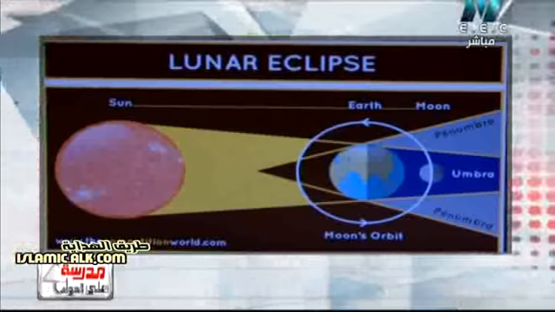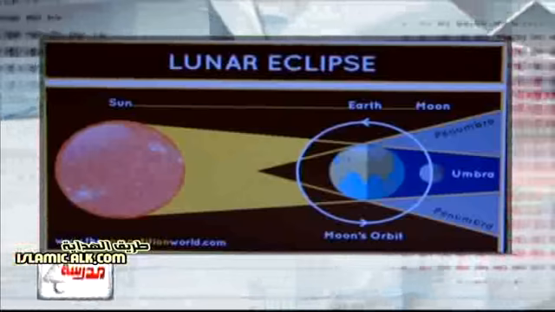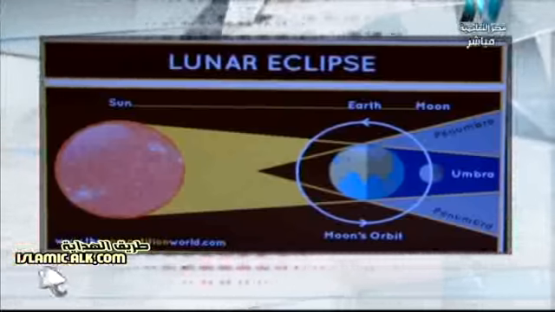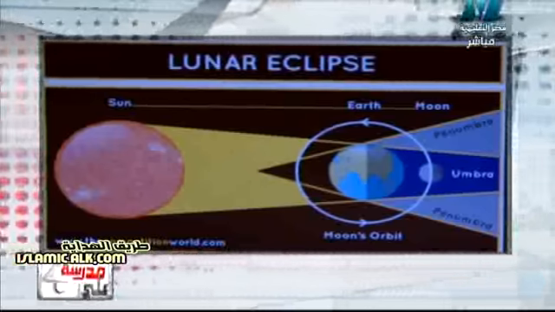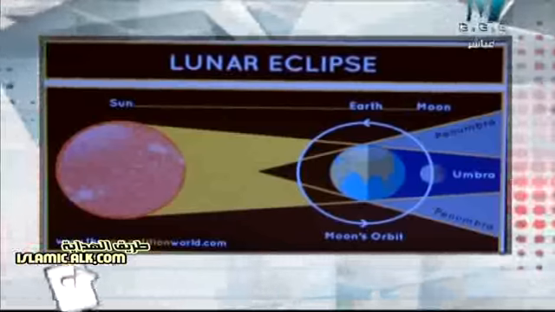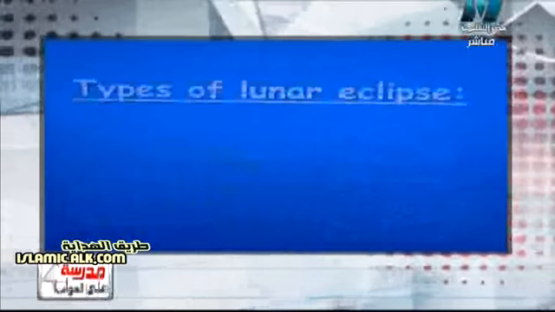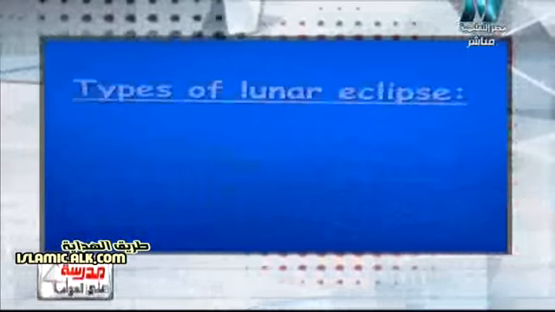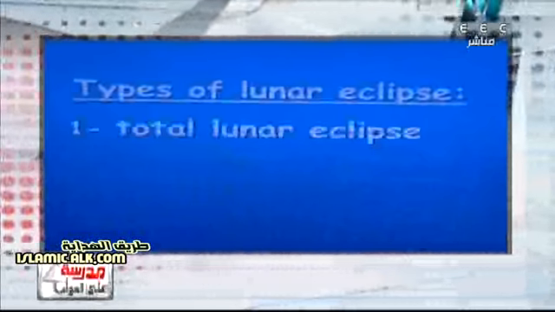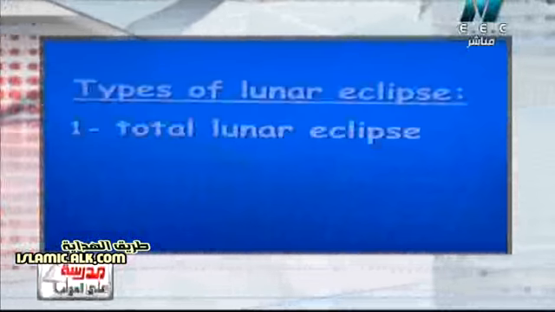Solar eclipse means moon between sun and the earth, but lunar eclipse means earth between the moon and the sun. So here, if the earth comes between the sun and the moon, it will cause lunar eclipse. Okay? So what are the types of lunar eclipses? We have 3 types of lunar eclipse, which are total lunar eclipse, كسوف قمري كلي.